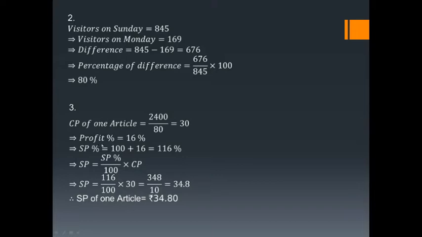Then the shopkeeper sells that article at a profit of 16%. So we have to find out the selling price. If 16% is the profit percent, then SP percent will become 100 plus 16, that means 116%. Then the formula to find out the SP is SP percent by 100 into CP. SP percent is 116, by 100, into CP, which is 30. If you simplify this, you will get 348 by 10. Then if you divide 348 by 10, you will get 34.8. So that means the selling price of one article will be rupees 34.80.